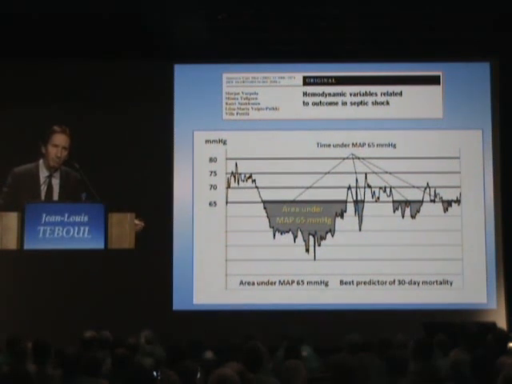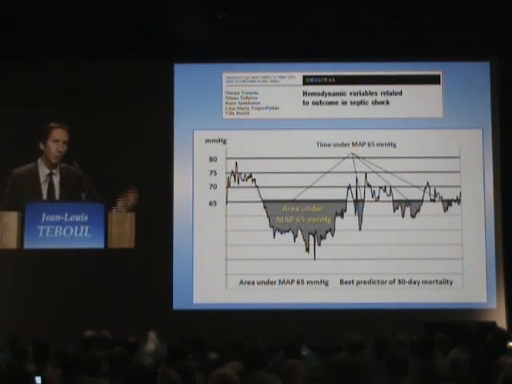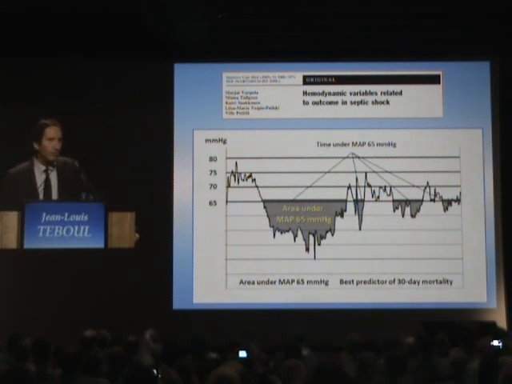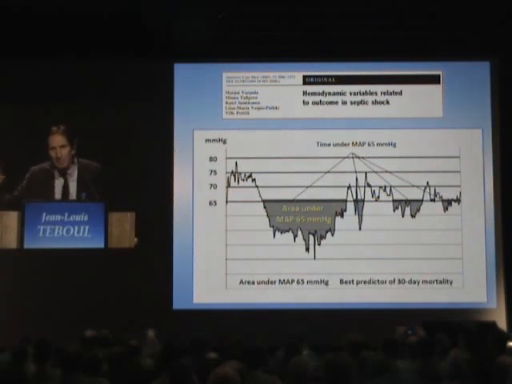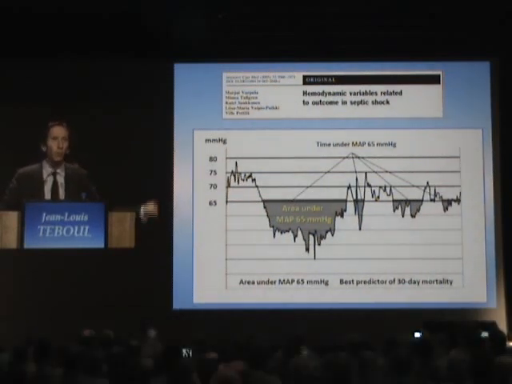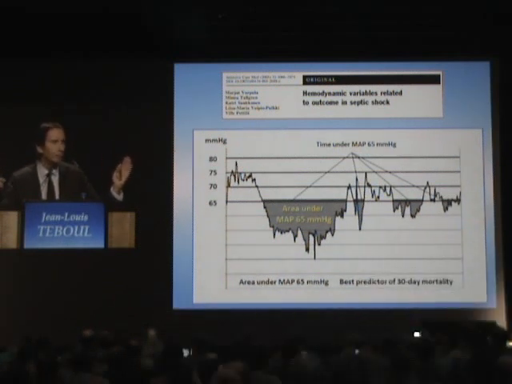For example, this study by Varpula and co-workers, it was a retrospective study, but a very nice study. They looked at all the predictors of mortality in septic shock patients, and they found that the best predictor was the area under the MAP of 65 mmHg. So not only the depth of hypotension is important, but also the duration of hypotension.